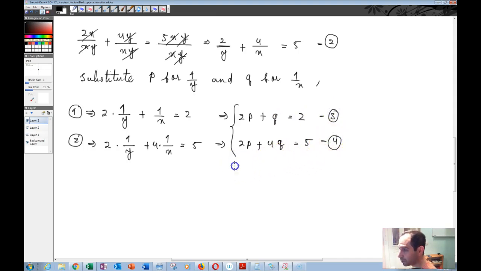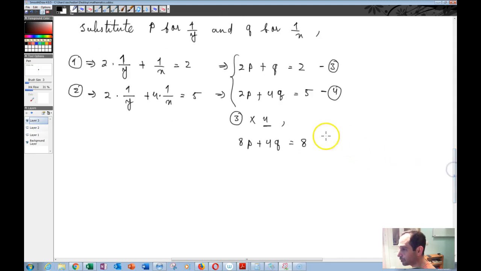Now, if I multiply equation number 3 by a factor of 4, what I will get is 8p plus 4q is equal to 4 times 2, which is equal to 8. I call this equation number 5. And then equation number 4, I can write as it is: 2p plus 4q is equal to 5. This is equation number 3.